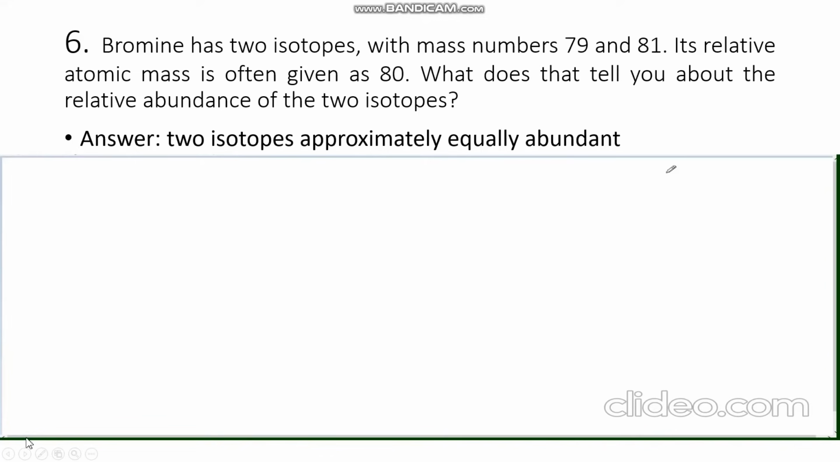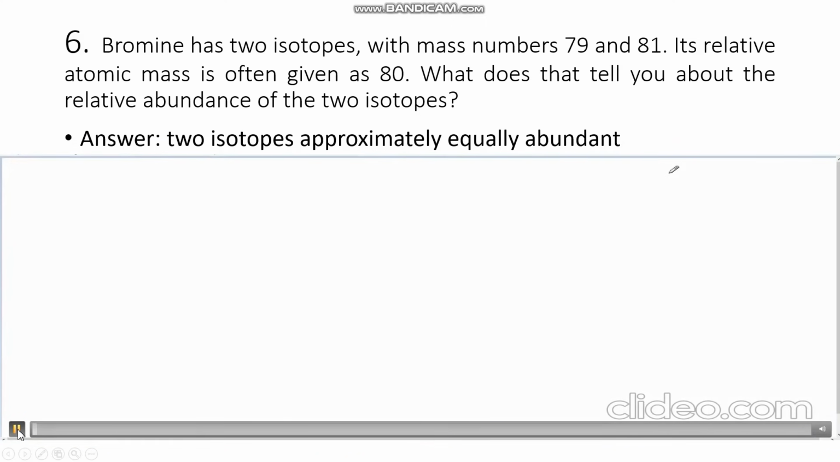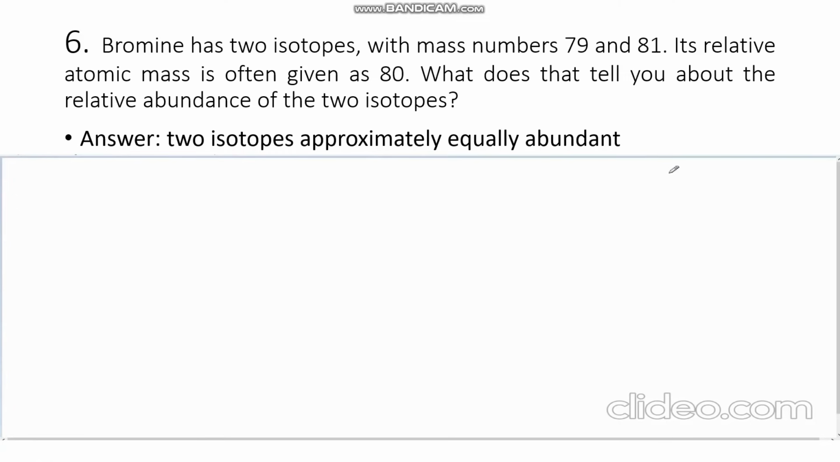Please pause the video and read the question by yourself and try to understand the question. The answer is two isotopes approximately equally abundant. So the answer to the above question is that the two isotopes are equally abundant. And let's see how they are equally abundant.